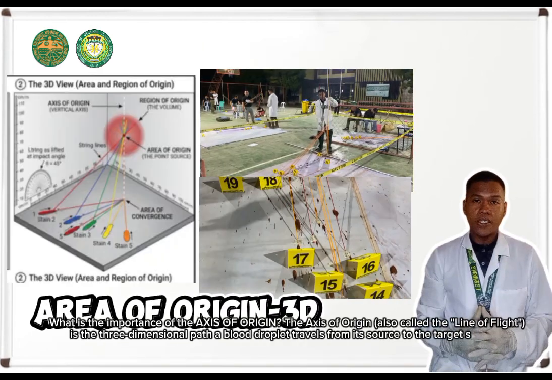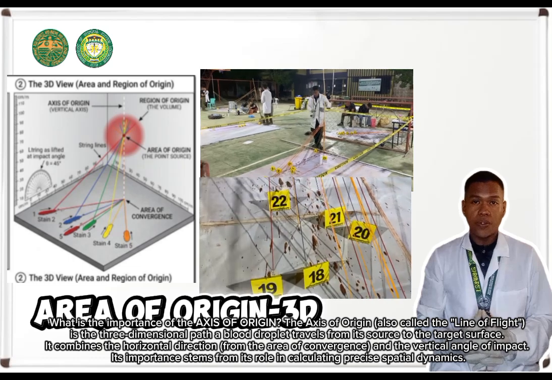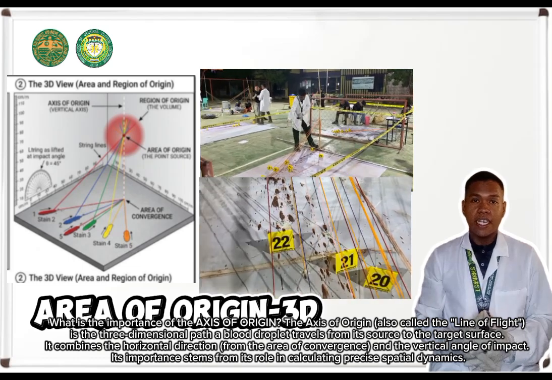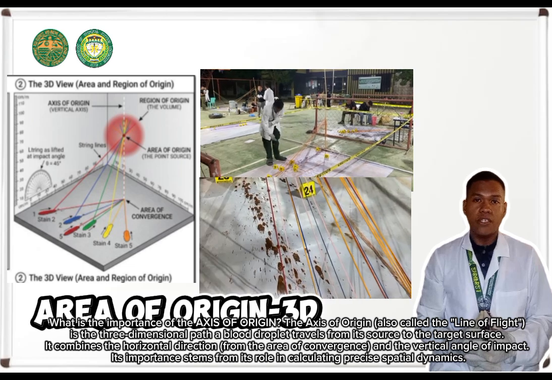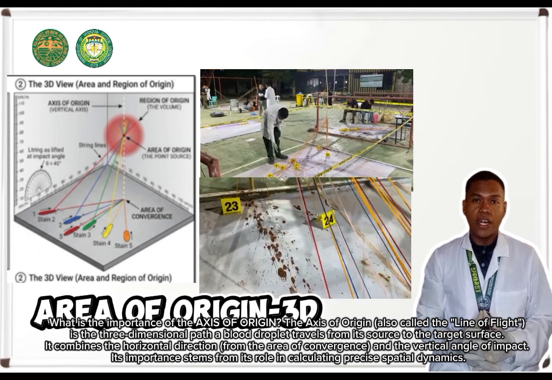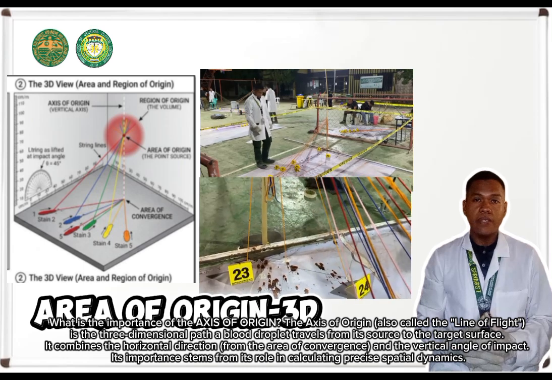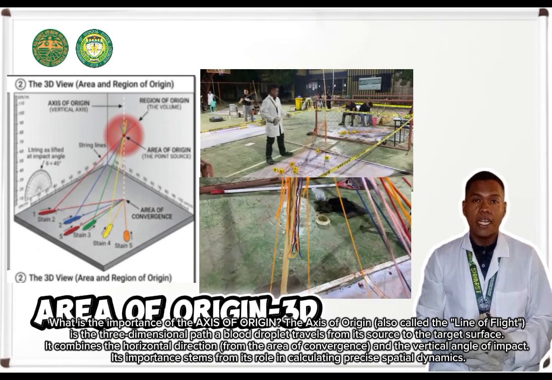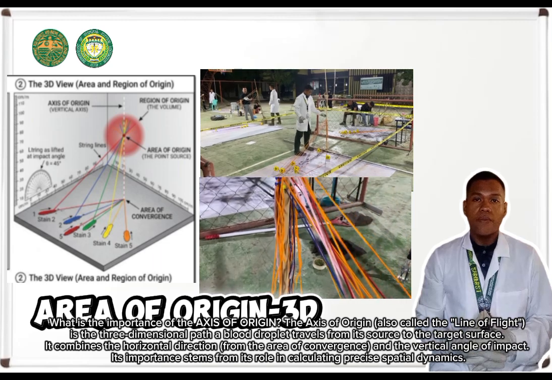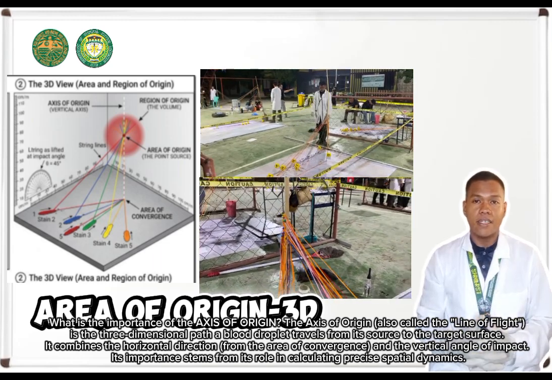What is the importance of the area of origin? The area of origin, also called the line of flight, is the three-dimensional path blood droplets travel from the source to the target surface. It combines the horizontal direction from the area of convergence and the vertical angle of impact. Its importance stems from its role in calculating precise spatial dynamics.